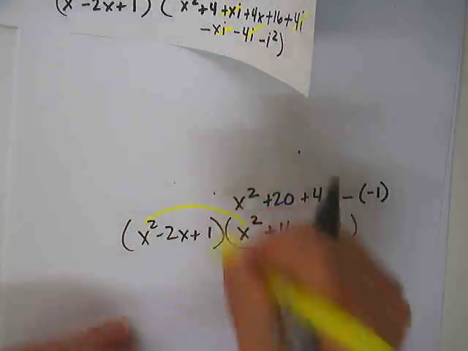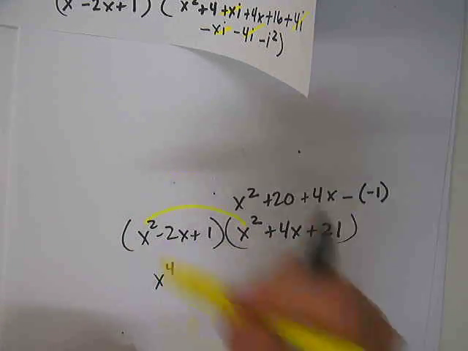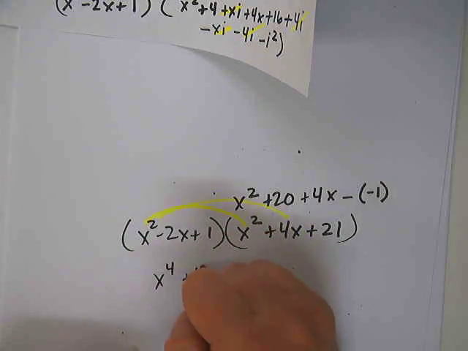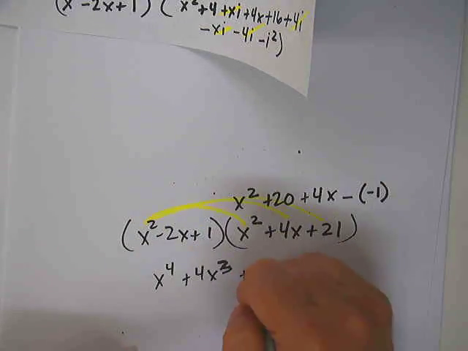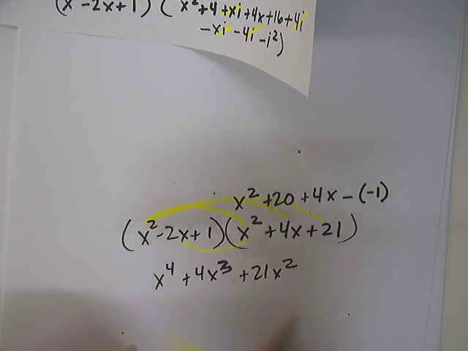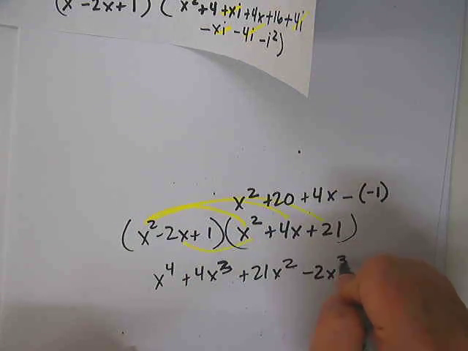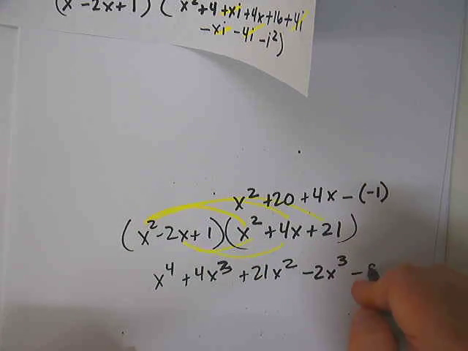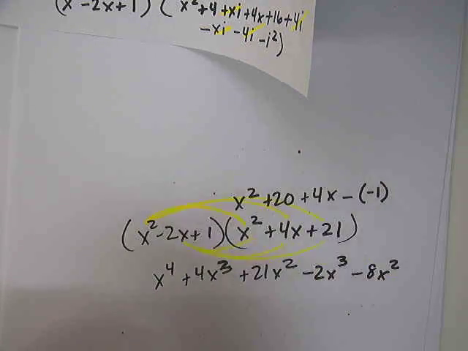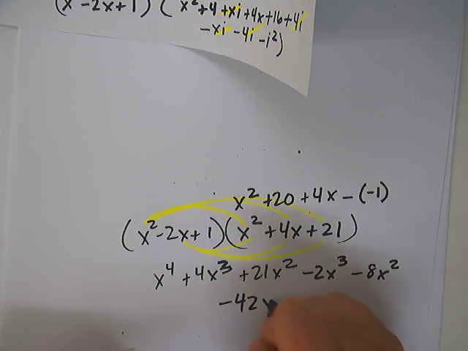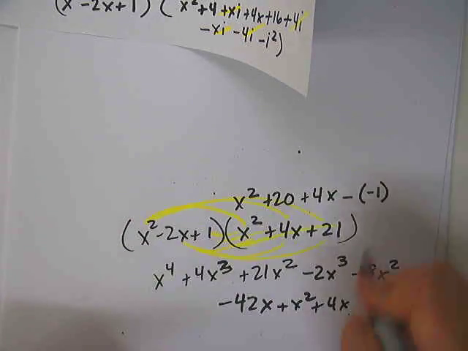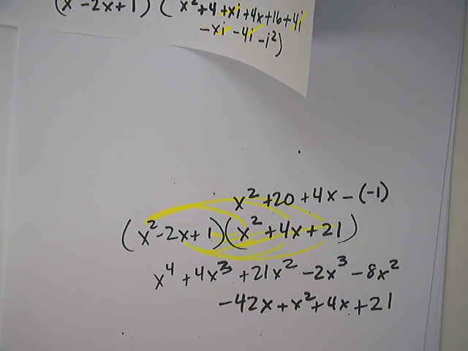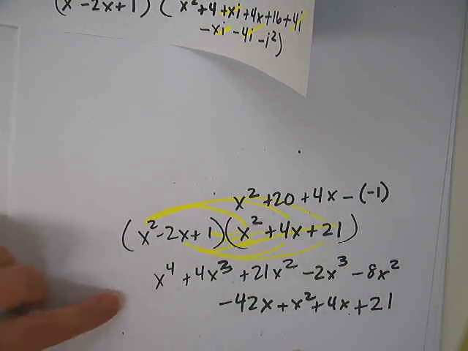Okay. Now we have to FOIL this and this together. So that gives us x to the 4th plus 4x cubed, plus 21x squared, minus 2x to the 3rd, minus 8x squared, minus 42x, plus x squared plus 4x.